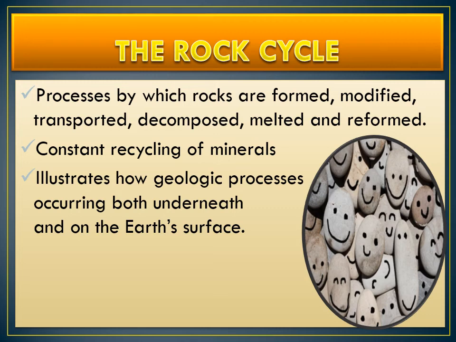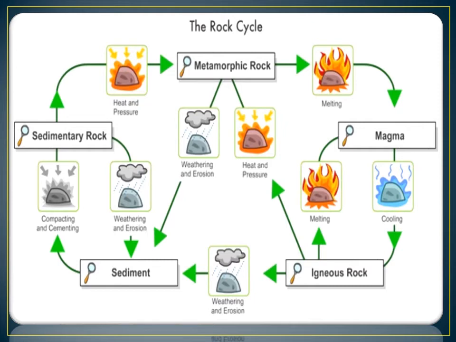So it's possible that an igneous rock can turn into metamorphic, or sedimentary into metamorphic, and so on and so forth. Let us examine the rock cycle below. This illustration explains how one type of rock transforms into another type of rock. Let's begin with the process of weathering and erosion.